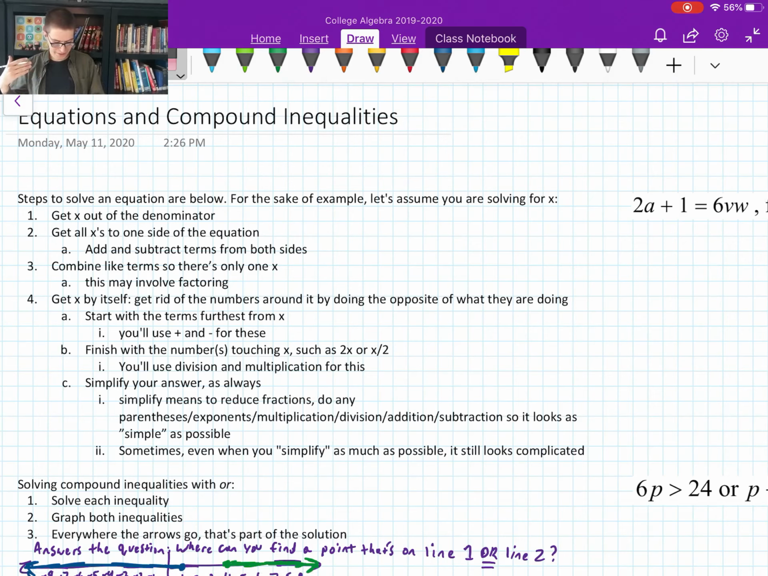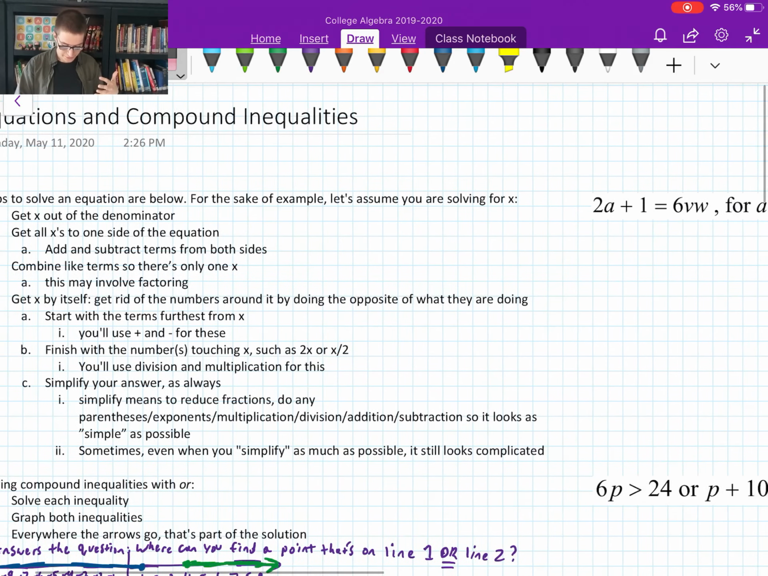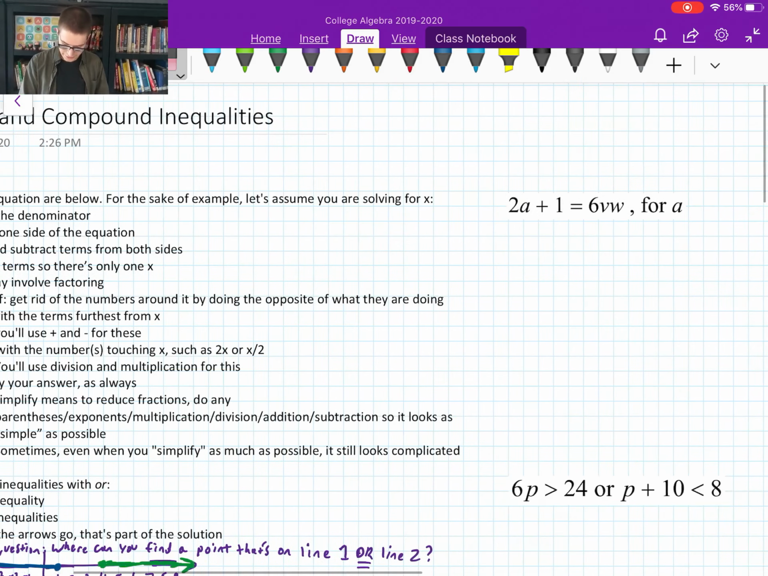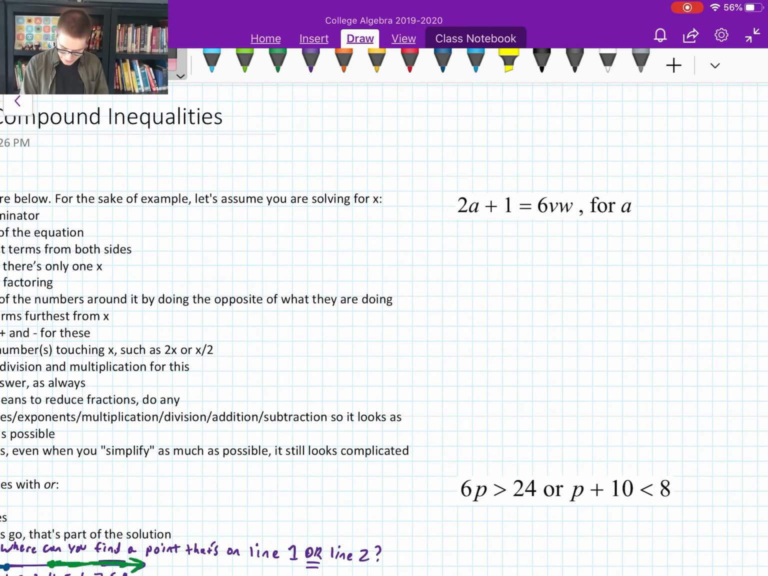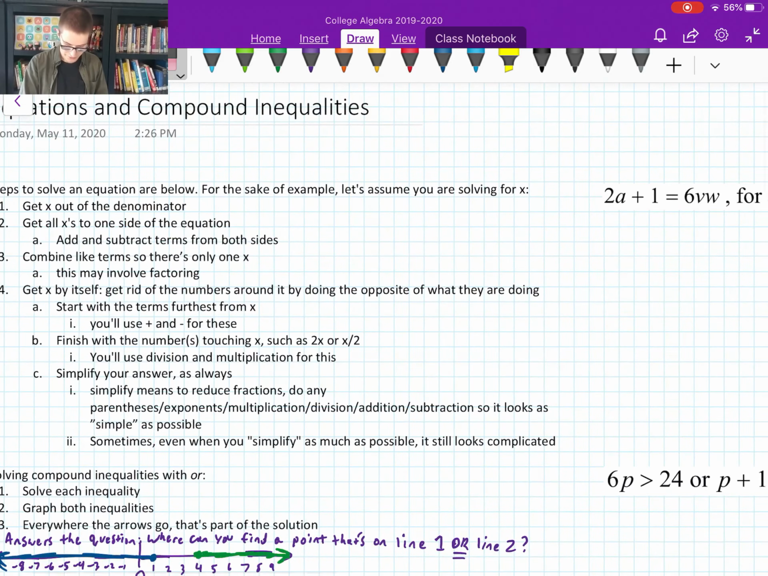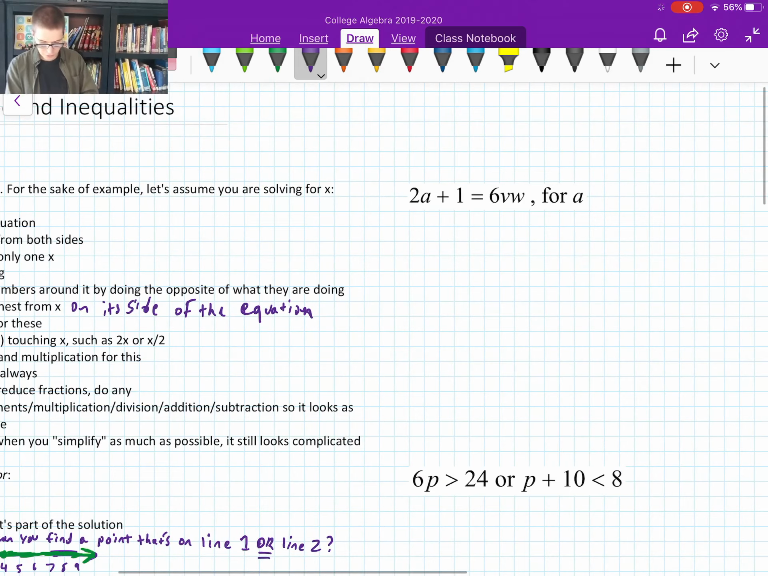Step 4 is get the variable, in our case a, by itself. Get rid of the numbers around it by doing the opposite of what they're doing. The first thing we start with is the terms, the numbers, or anything that's furthest away from our variable, furthest away from a. I probably should specify, furthest away from a on its side of the equation. The thing on its side of the equation is this one here.